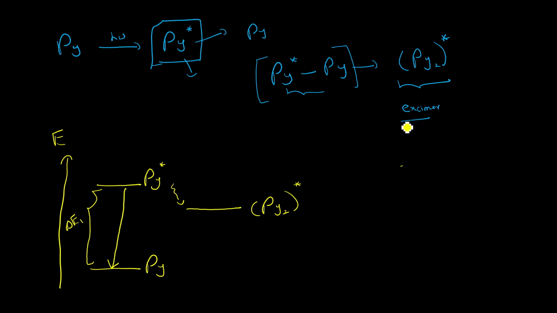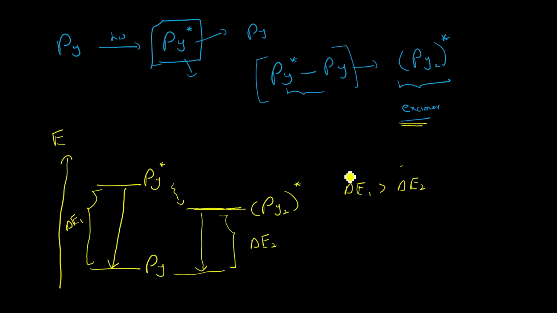Now in the case of excimer, this is the energy difference. Our emitted photon is coming from this state to this ground state. So let's denote the energy difference as delta E2. Now what's the relation between delta E2 and delta E1? Delta E1 is bigger than delta E2, right? Delta E1 is bigger than delta E2.